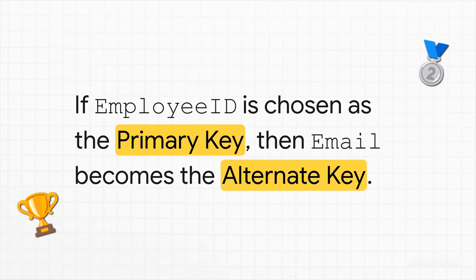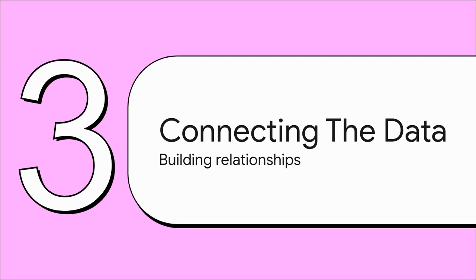And our runner-up, the email field, now becomes the alternate key. Still unique, still useful, just not the main identifier. Okay, so keys are amazing for keeping things tidy inside one single table. But where they really show their power is in connecting multiple tables together, creating this whole web of related information. Let's see how that magic happens.